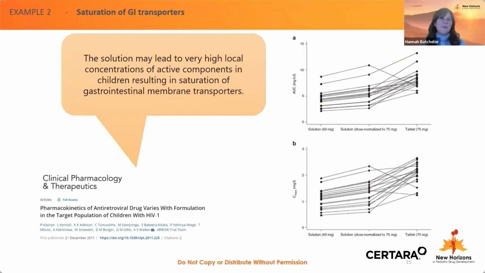A second example, from a different paper, was where the solution may lead to very high concentrations of active components, resulting in the saturation of membrane transporters. So the fact that it was already pre-dissolved in solution can saturate the transporters, which wouldn't be the case for the tablet, where there's a slower rate of dissolution. These were interesting to pull together, and it was really a good exercise to explore the literature to understand more about these inequivalences that were observed.